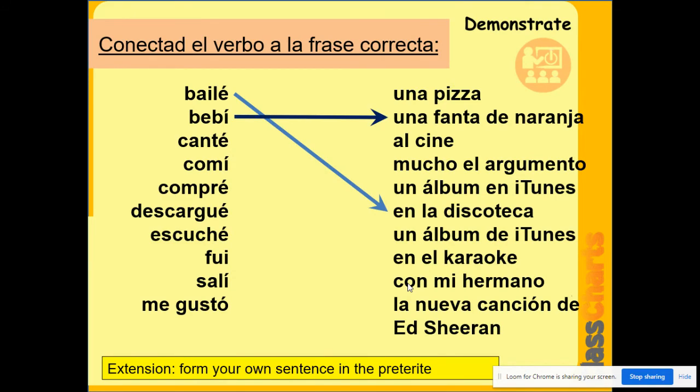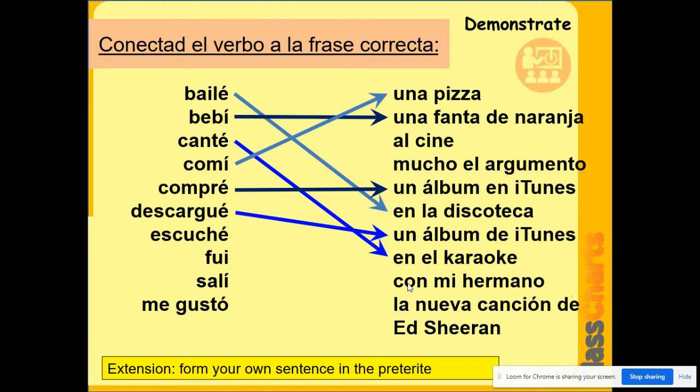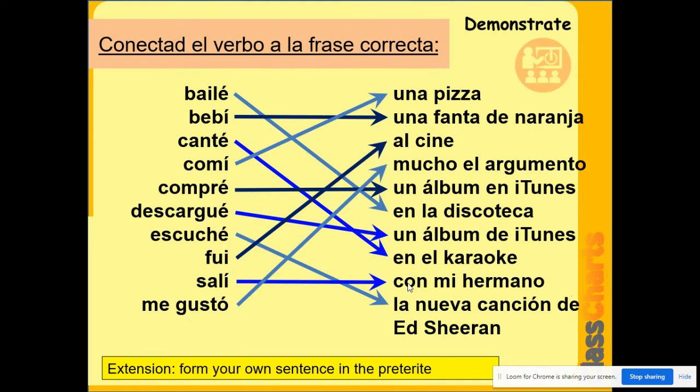Okay, and these are the answers. Bebí una Fanta, canté en el karaoke, comí una pizza, compré un álbum en iTunes, descargué un álbum en iTunes, escuché la nueva canción de Ed Sheeran, fui al cine, salí con mi hermano y me gustó mucho el argumento. Okay, now, as an extra challenge, you could create your own sentence and use a verb in the past tense and add something that complements the verb and create a small sentence. Okay?